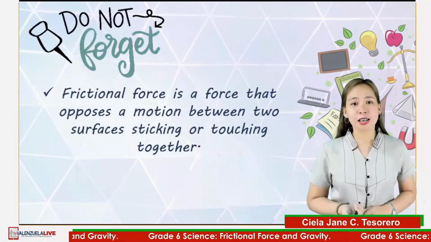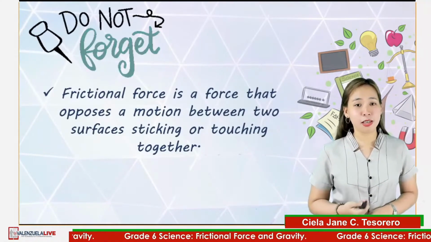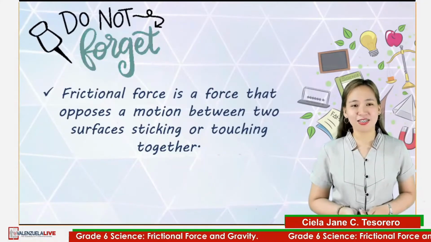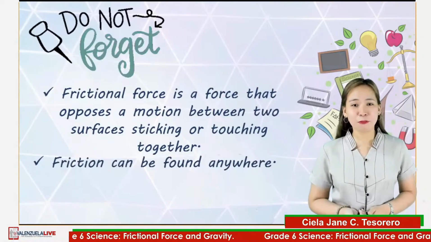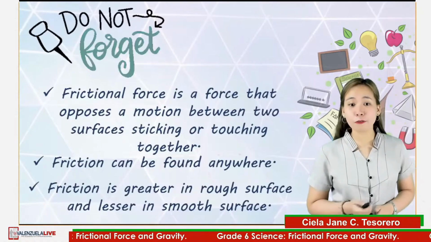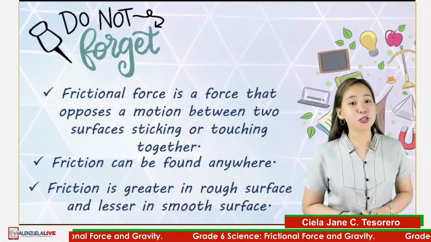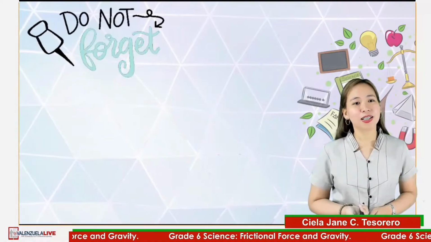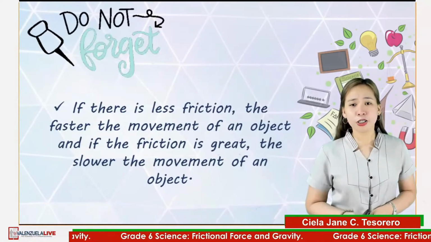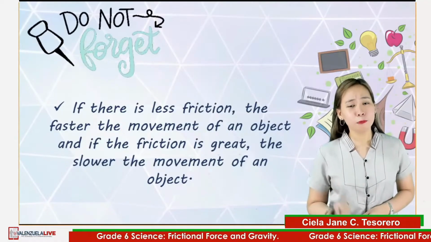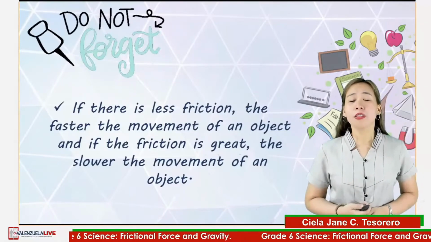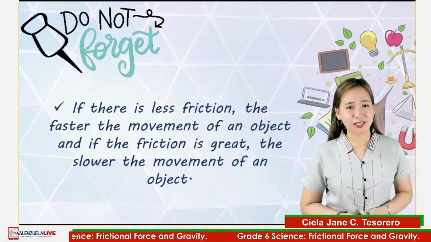Frictional force is a force that opposes a motion between two surfaces sticking or touching together. Friction can be found anywhere. Friction is greater in a rough surface and lesser in a smooth surface. There is less friction, the faster the movement of an object, and if there is greater friction, the slower the movement of an object.